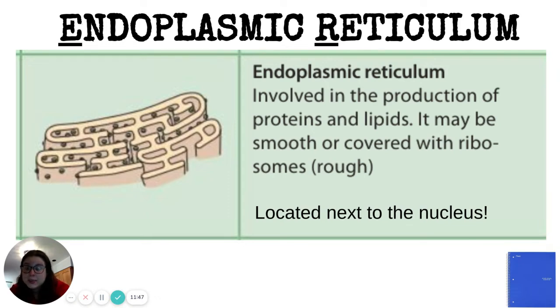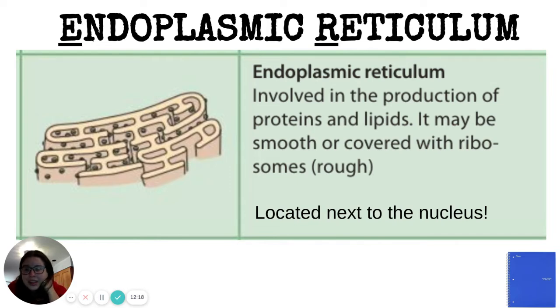It may be smooth, so you might see things on drawings called the smooth endoplasmic reticulum, or it could be rough, the rough endoplasmic reticulum. The rough endoplasmic reticulum is covered with something called ribosomes. Now, that's not something that we'll talk about in class. However, if you're interested, there's a slide later on in this asynchronous work that has some information about what ribosomes are.